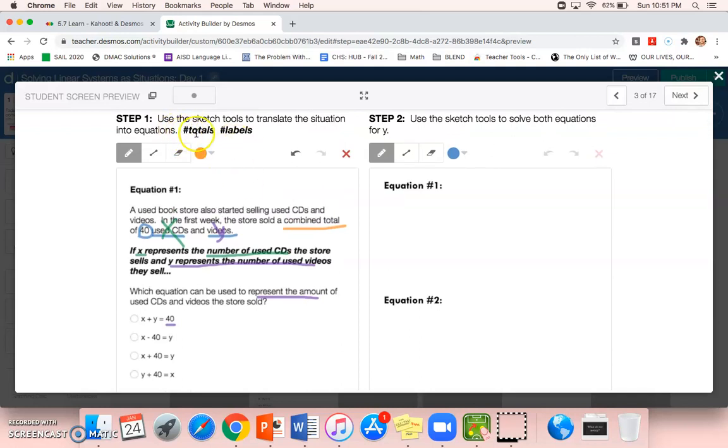So I kind of gave you two hashtags here. Hashtag totals, hashtag labels. So you want to pay attention to how the numbers are labeled, and then you also want to be on the lookout for totals. How do we find a total? We add. So all we're going to do is take our X and our Y and add it to make 40. That's your first equation. Everything else is just a distractor. We wouldn't subtract the 40, that doesn't make any sense. We wouldn't add 40 to the X, and we wouldn't add 40 to the Y. So step one is I'm just going to go ahead and put my equation 1, X plus Y makes 40.